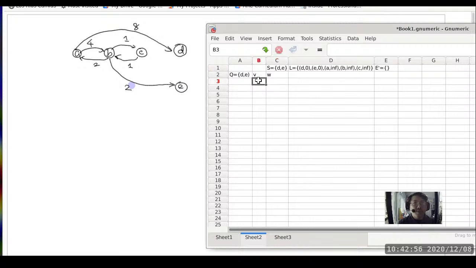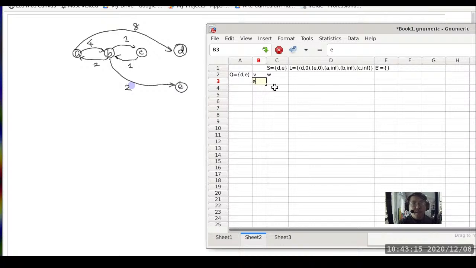So first thing first, we have to pick a V out of Q. In this case, we can choose either one because the L value of D is 0, but the L value of E is also 0. So since they are the same, we can pick one or the other. It doesn't really matter which one. I'm going to pick E first.